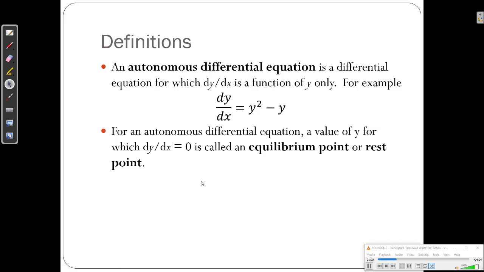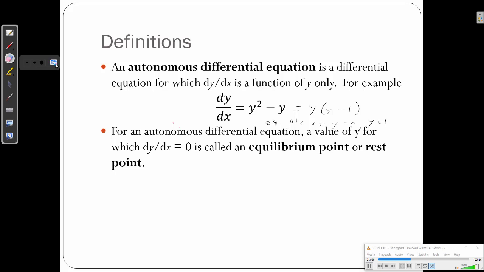For an autonomous differential equation like this, a value of y where the derivative equals 0 is called an equilibrium point, or a rest point. For this autonomous differential equation, it's very easy to find rest points because this is just y times y minus 1. So this has rest points, or equilibrium points, at y equals 0 and y equals 1.